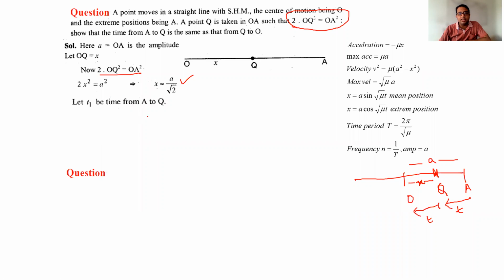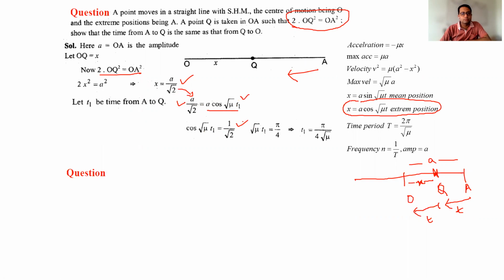So let T1 be the time from A to Q. When we discuss the motion from A, from the extreme position, which equation will we use? This one: x is equal to A cos root mu t. So x, the value which is A by root 2, equals A cos root mu T1. Time is supposed to be T1. So cos root mu T1 is 1 by root 2. So root mu T1 is pi by 4, because the value of 1 by root 2 of the cos is at pi by 4. So T1 is pi by 4 root mu.